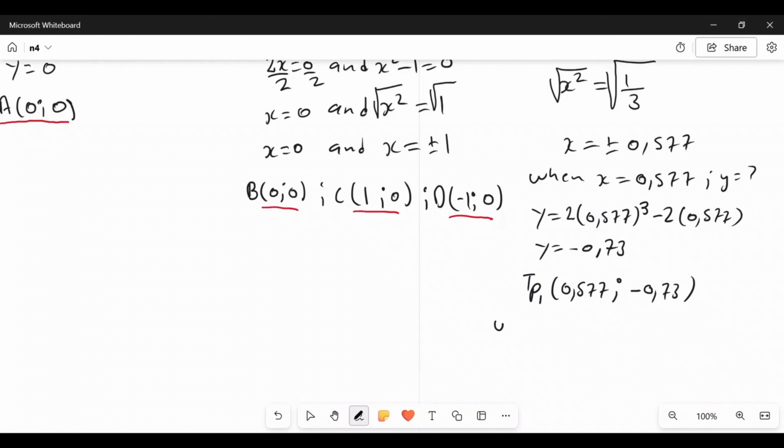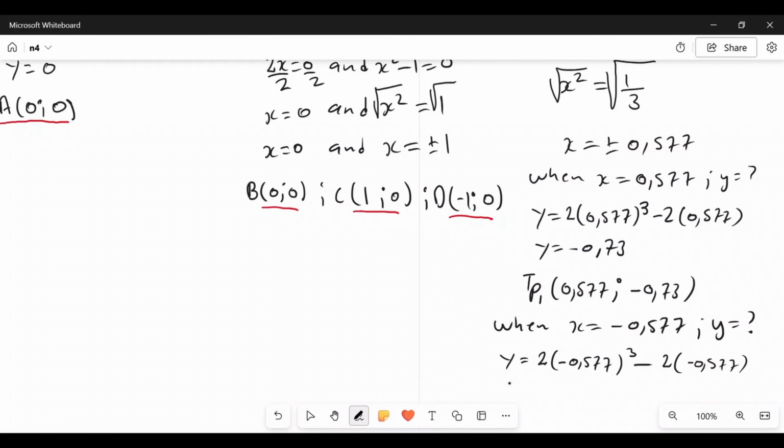So we can say when x is equal to, this time around we put negative 0,577. What is our y? Again, we're going to use the original formula. This time around we substitute with negative 0,577. So let's do it. 2 open bracket negative 0,577 cubed minus 2 times negative 0,577. There we go. Put this on the calculator. Our y is going to give us positive 0,73.